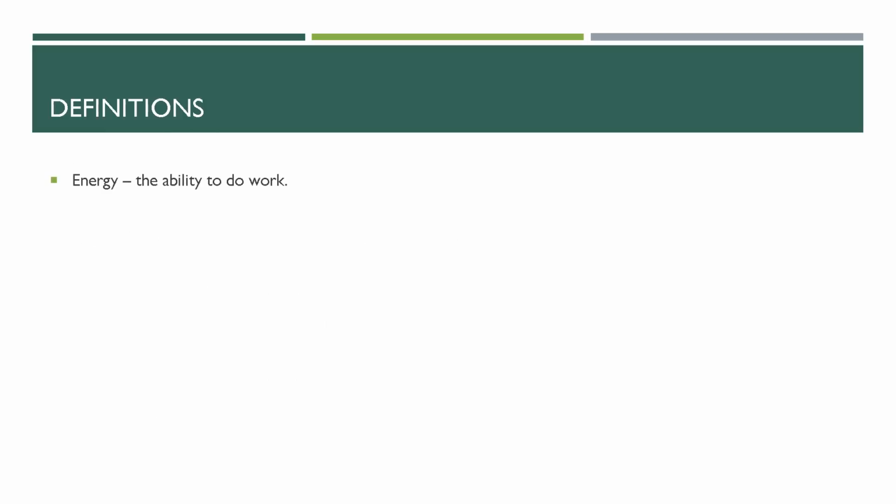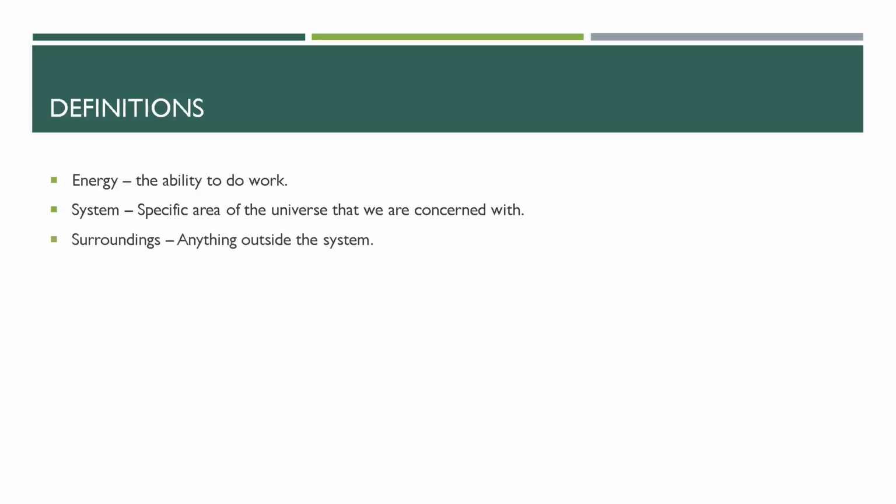Here are my definitions. Energy is the ability to do work. A system is the specific area of the universe that we are concerned with. Our surroundings are anything that's outside the system. And the boundary is what exists between the system and the surroundings. Often it's physical and it must be specifically defined.